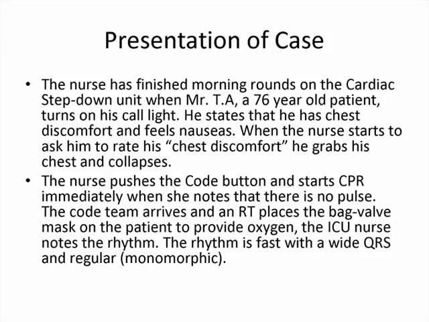The nurse pushes the code button at the head of the bed on the wall and starts CPR immediately when she notes that there is no pulse. The code team arrives and a respiratory therapist places a bag valve mask, or what we can call an AMBU bag device, on the patient to provide oxygen. The ICU nurse notes the rhythm. The rhythm is fast with a wide QRS complex, and it is regular, monomorphic, meaning it looks the same.